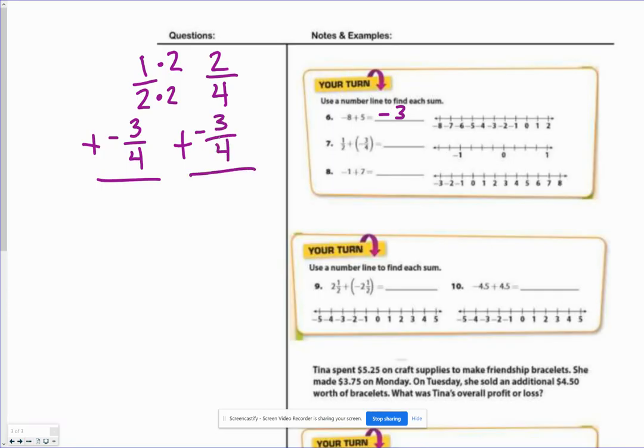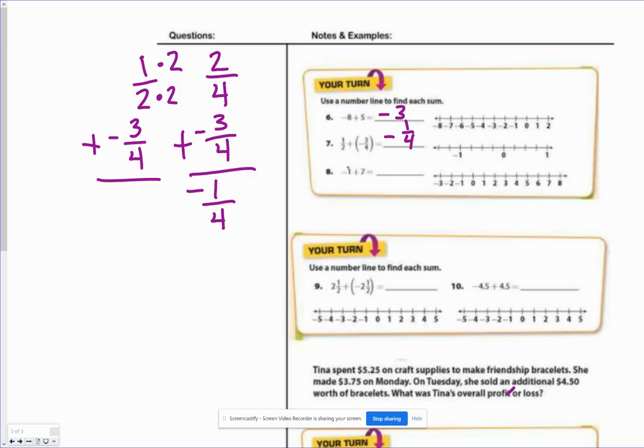Well, the signs are different. So we're going to subtract. We know we're going to keep the denominator as 4. We're going to subtract our 3 and 2 to get 1. Now, is there more negatives or positives? There is more negatives because 3 is bigger than 2. Negative 1/4.